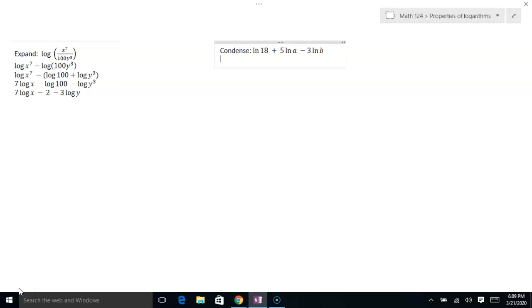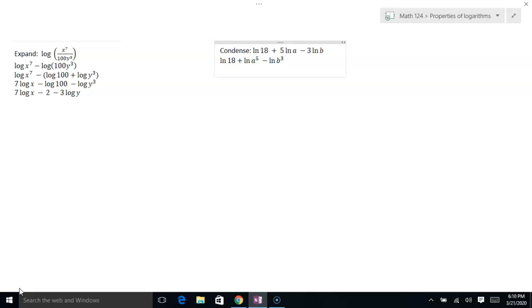The first thing I'm going to do is I have 5 times natural log of a. The natural log of 18 is just going to be along for the ride for a minute while we deal with this. Going the other direction, if I had an exponent, I could bring it down front and turn it into multiplication. Going this direction, if I have a number out in front, I can put it up as an exponent. So I'm going to write plus natural log of a to the 5th power. Same thing with the next term, minus natural log of b to the, and we'll move that exponent up there, b to the 3rd.